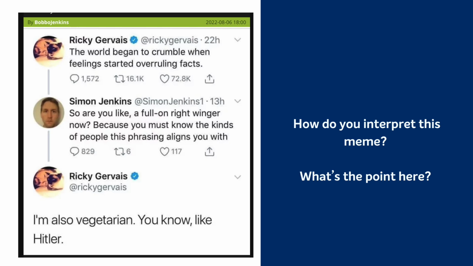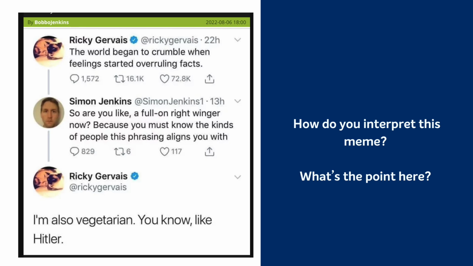It may even seem like Ricky was in our courageous conversation called Feelings and Facts, wouldn't it, Renee? When he writes, "The world began to crumble when feelings started overriding facts." The other guy responds, "So are you like a full-on right-winger now? Because you must know the kinds of people that this phrasing aligns you with." And Ricky responds, "I'm also vegetarian, you know, like Hitler."